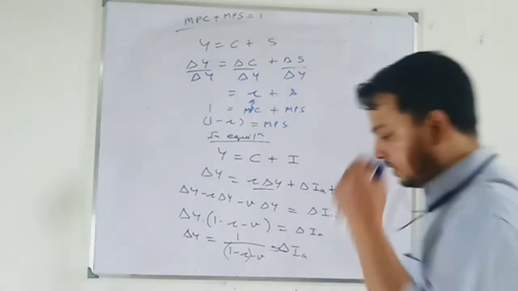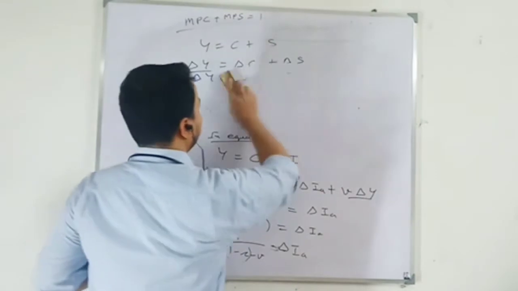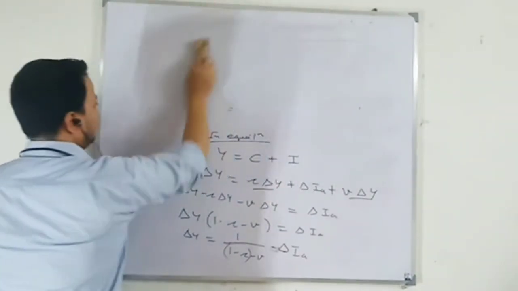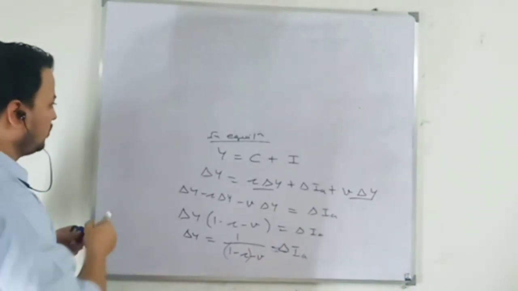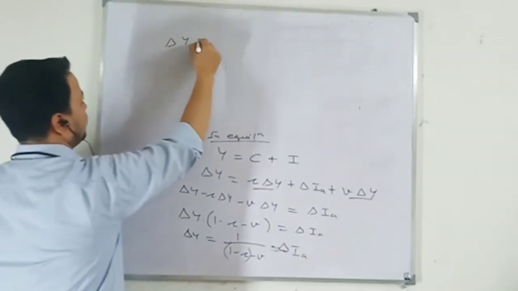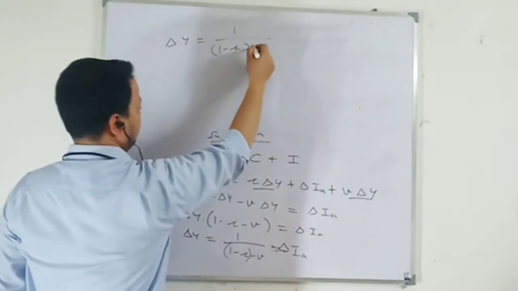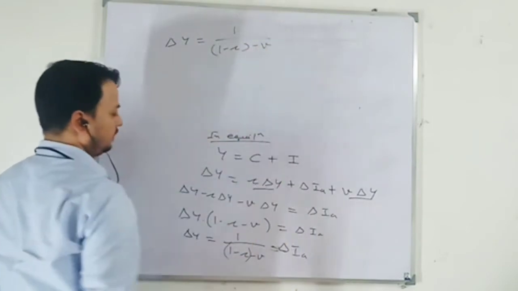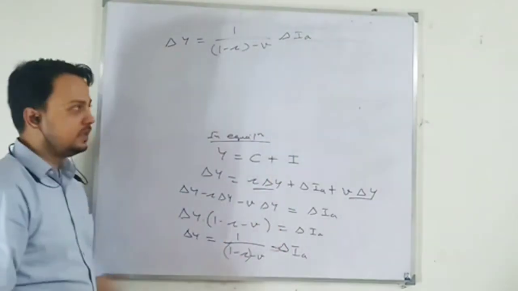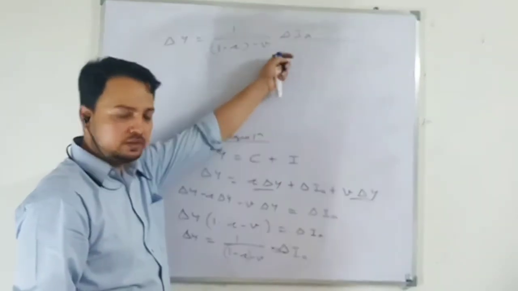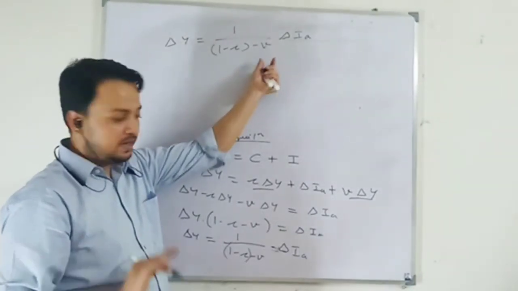This part is important. Why I have written this, I will explain. I'm just writing this again here for continuity. Change in y equals 1 over 1 minus small c, this is MPS, minus v, this is the accelerator, and change in investment. This is the initial change in investment. This is the change brought about by the multiplier, and this is the change brought about by our accelerator.